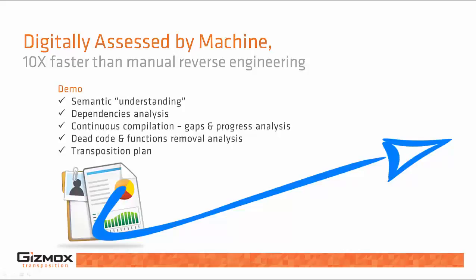Unlike a manual rewrite, transposition does not require reverse engineering. What might take long months during a rewrite and require a high level of customer participation is achieved by the Gizmox transposition assessment that collects relevant information about the application and prepares all the information needed for the transposition process, including an estimation for the fixed price and timeline of the process.